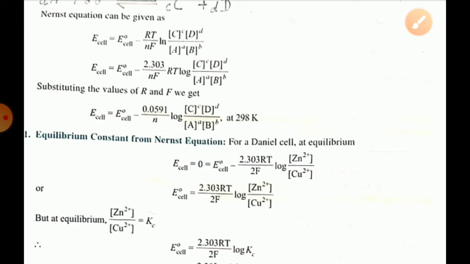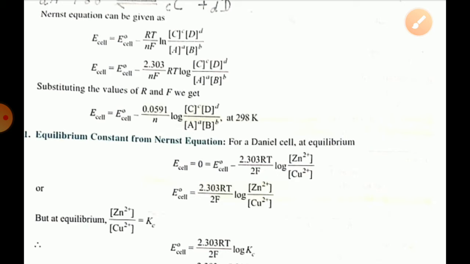If we substitute the value of the gas constant R, temperature T, that is 298 Kelvin, and the Faraday constant, that is 96,500 coulomb, then on solving 2.303 RT upon F, we get the value 0.0591, as you already know. So the cell potential is equal to the standard cell potential minus 0.0591 upon n log concentration of product upon concentration of reactant at 298 Kelvin. Now, the equilibrium constant from the Nernst equation.